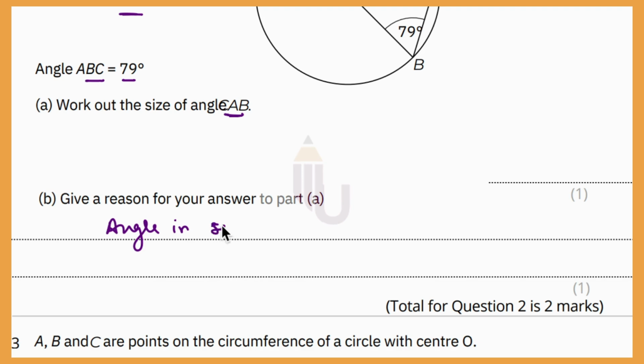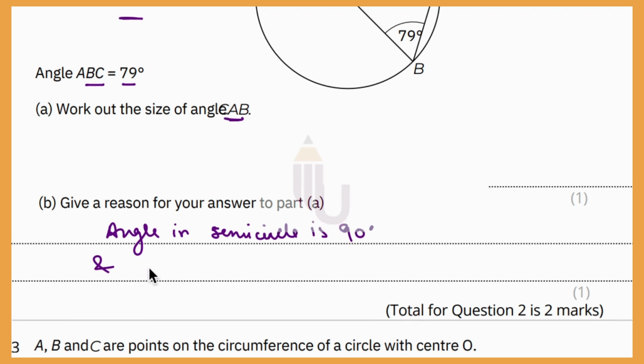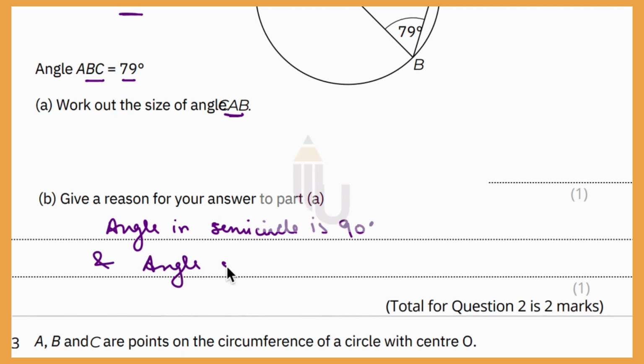Angle in a semicircle is 90 degrees. And angle sum property.